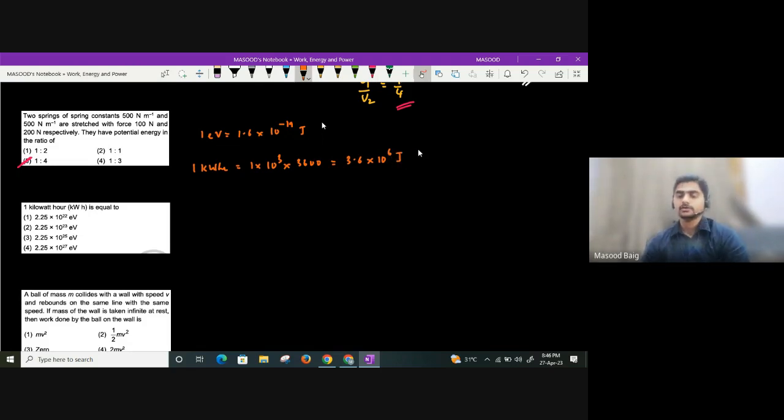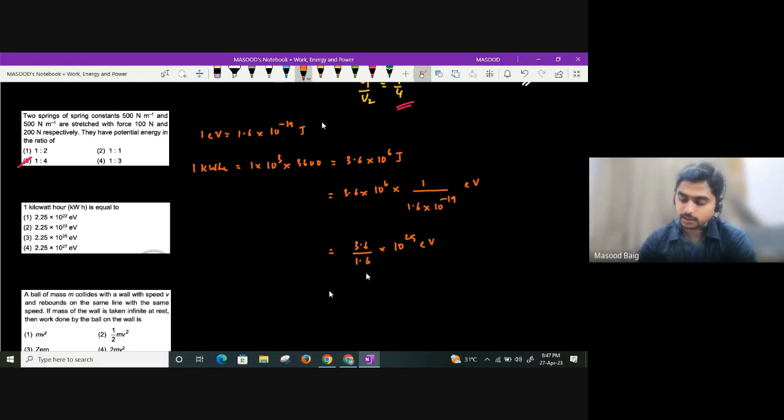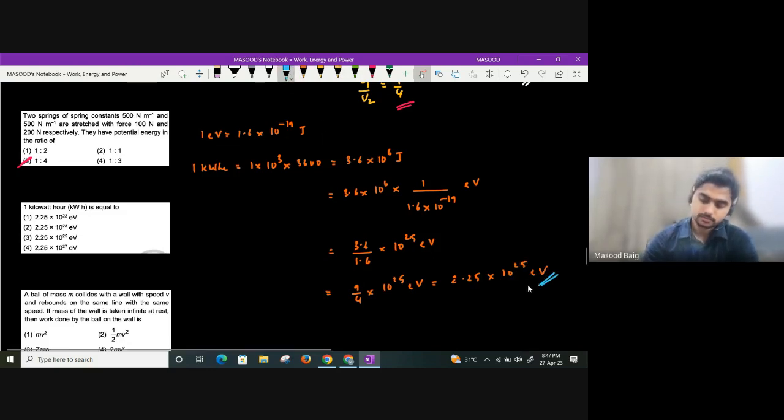Okay. Now I want to write it in terms of electron volt. So how can I write 1 joule? I can write it as 3.6 into 10 power 6, and 1 joule I can write as 1 divided by 1.6 into 10 power minus 19 electron volt. What will this turn out to be? 3.6 divided by 1.6 into 10 power 25 electron volt you will get. 36 by 16 we can write, which will be 9 by 4 into 10 power 25 electron volt. I can also write it as 2.25 into 10 power 25 electron volt. Clear, everyone? I hope it is clear.